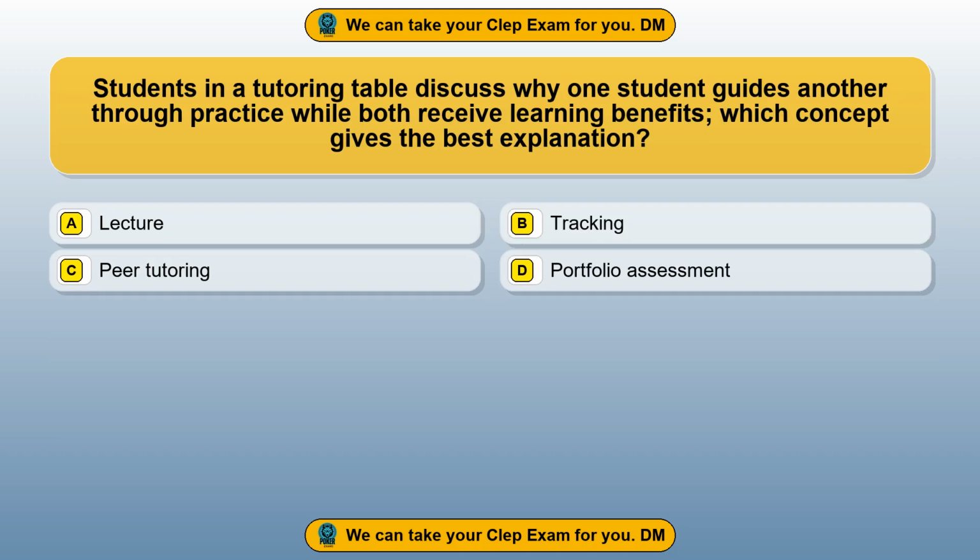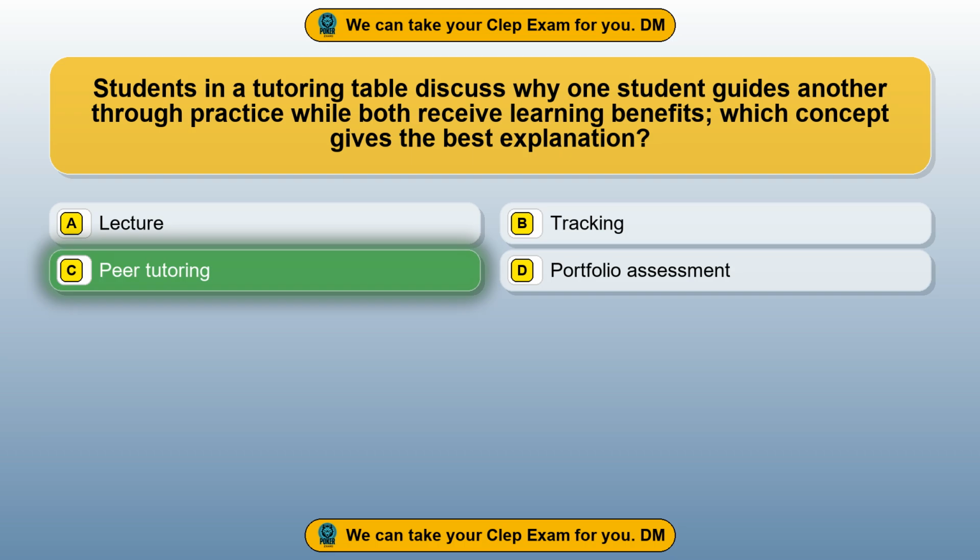Question 80. Students in a tutoring table discuss why one student guides another through practice while both receive learning benefits. Which concept gives the best explanation? Option A, lecture. Option B, tracking. Option C, peer tutoring. Option D, portfolio assessment. The correct answer is option C, peer tutoring.